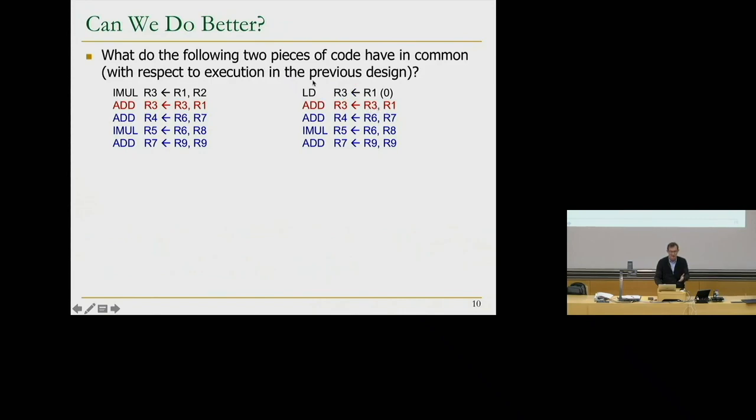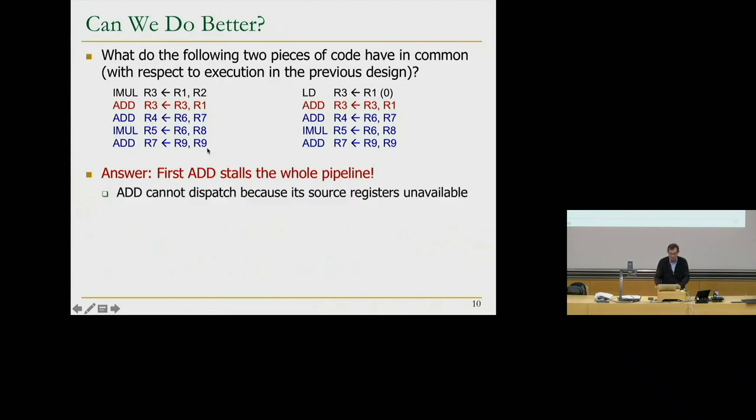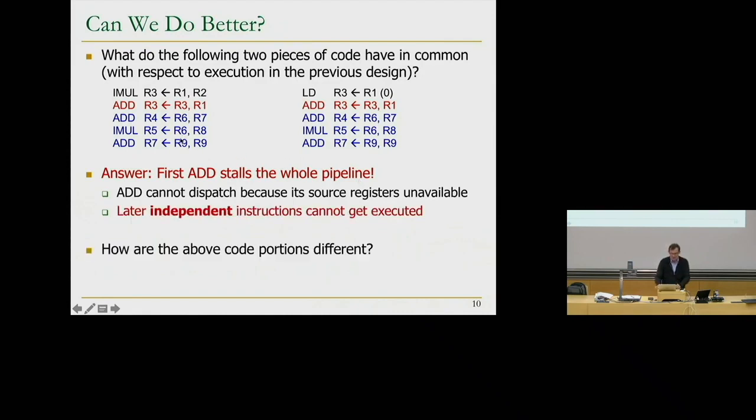Now the difference is this load can take thousands of cycles, right? So it's difficult for a compiler to reorder the code over here. It could reorder, but how are you going to fill thousands of cycles with that if you don't want to stall? So basically, the first add stalls the pipeline in both pieces of code, that's what they have in common. An add cannot dispatch because its source register, it's just one register over here, R1, is unavailable. As a result, these later independent instructions, the blue ones, cannot get executed, and you lose performance.